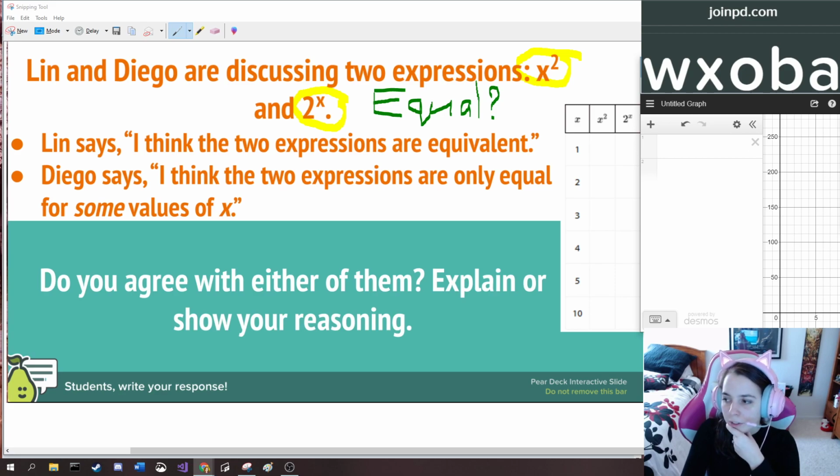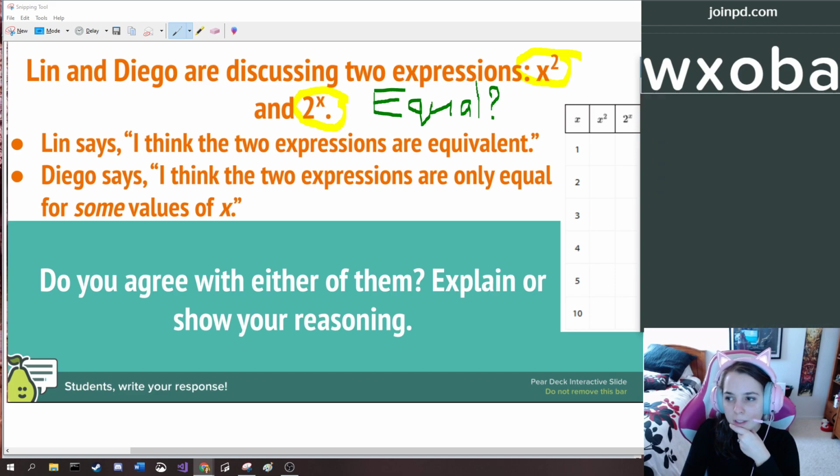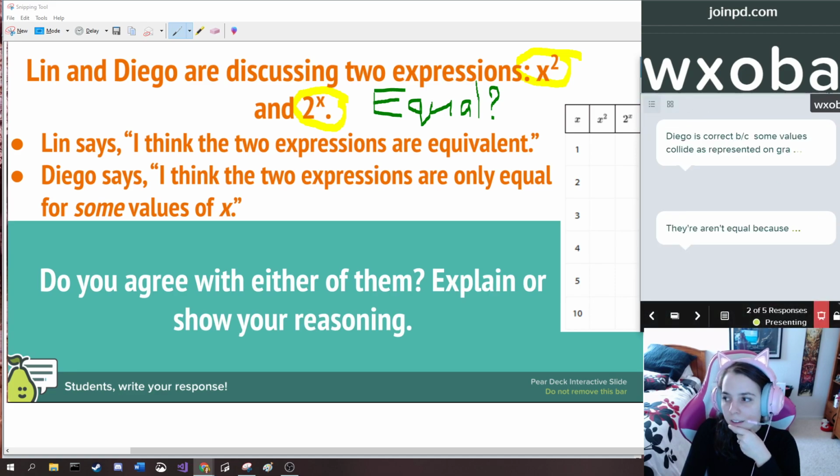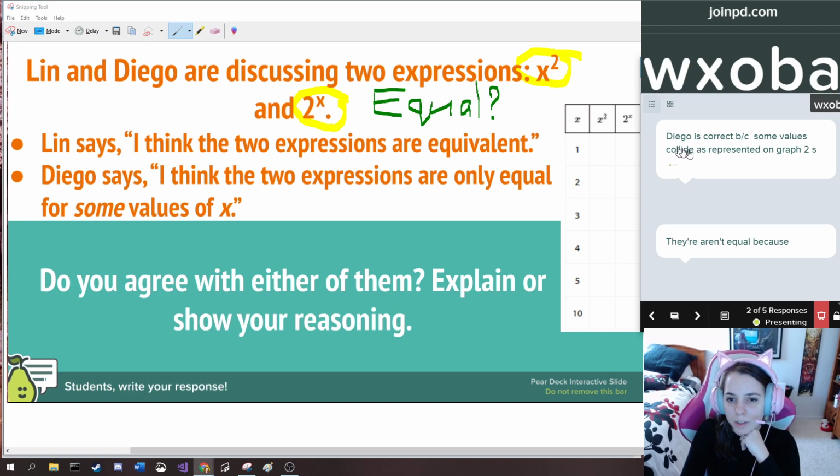So I'm going to now show some responses. Okay, here's a couple responses from our students. So one student says Diego is correct because some values collide as represented on graph 2.